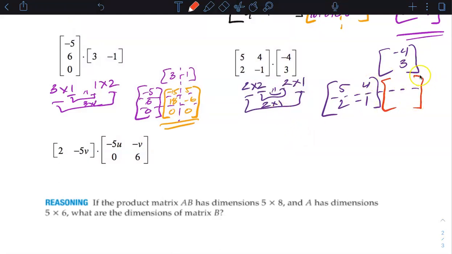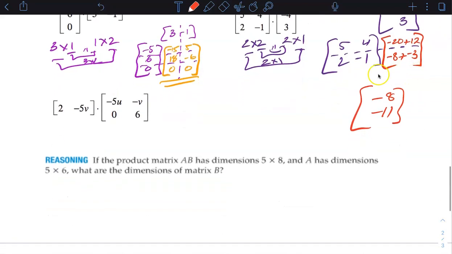Two rows, 1 column. So if I want the top one here, I'm just going to multiply the corresponding parts. 5 times negative 4, negative 20. Once I multiply those two, I move on, and I just multiply the other two. 4 times 3, 12. So multiply the first pair, move on, multiply the next pair. Same thing down here. 2 times negative 4, so negative 8, plus, move on to the next two. Negative 1 times 3, negative 3. And you add them all up, you get negative 8 and negative 11. So there we go. That's an ugly matrix.